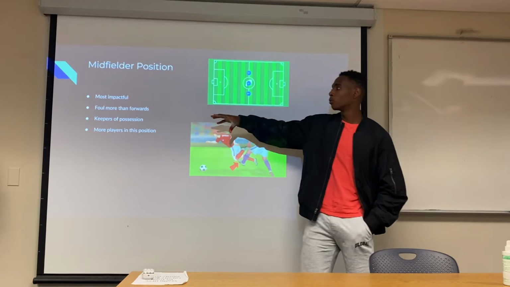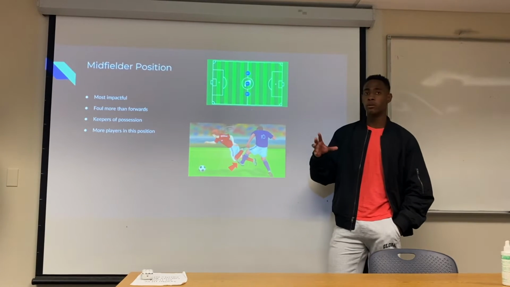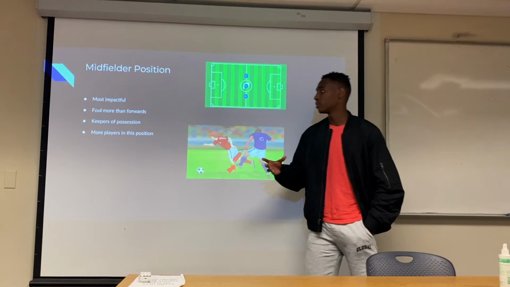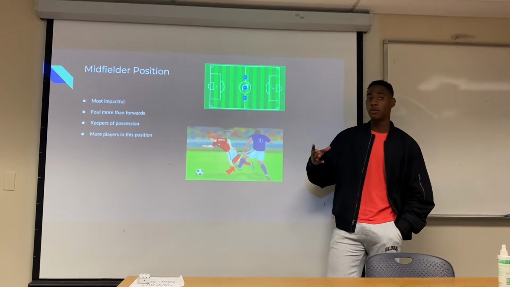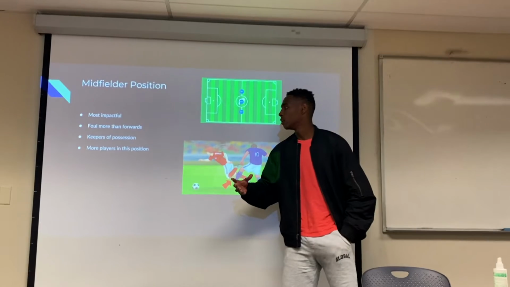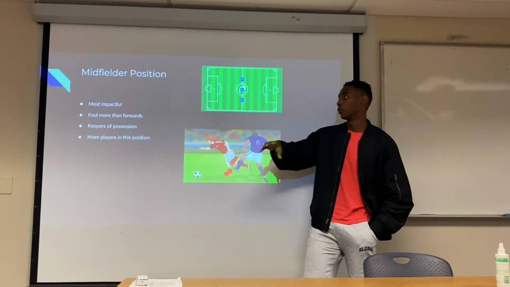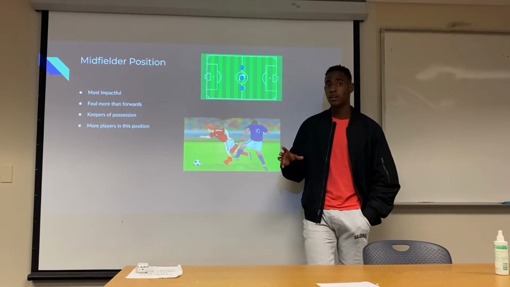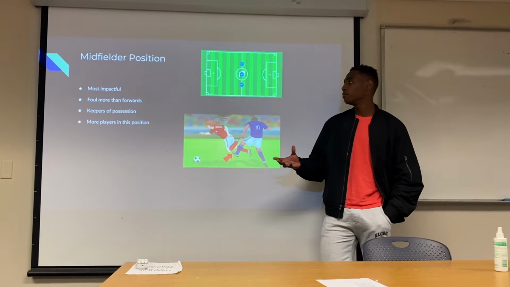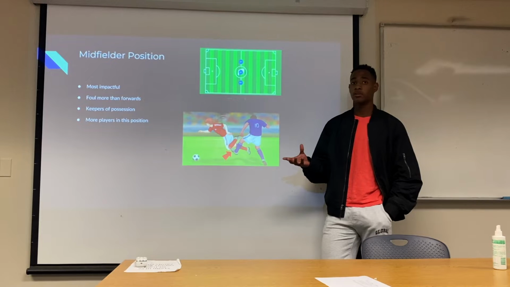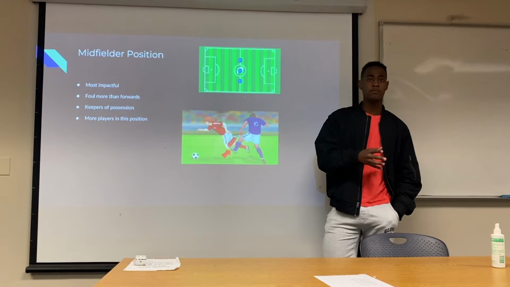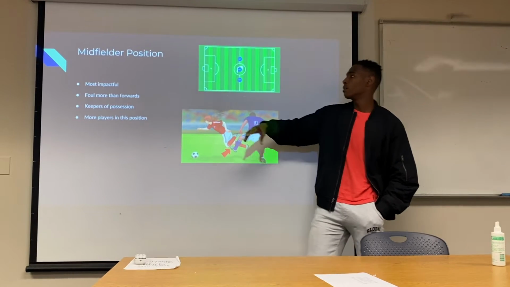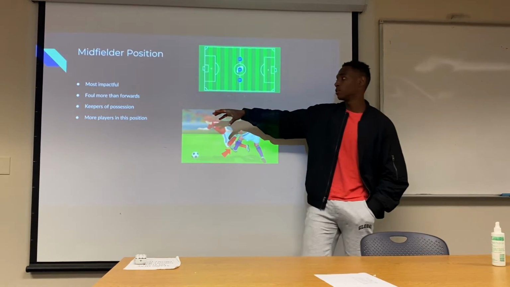They fall more than forwards because their role is more to try to recover the ball, which is important because that allows the team to have more chances and create more occasions in that final third. Next, they try to keep the possession because it's important. Well, it depends on the team, because some teams play more defensive possession, other teams like to counterattack, but some teams like to keep the possession too.